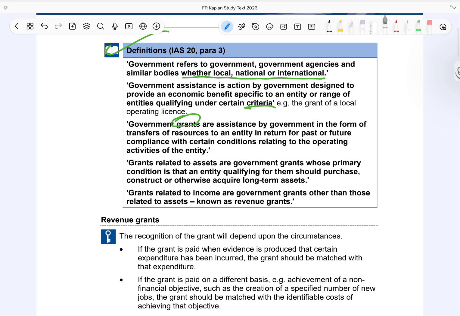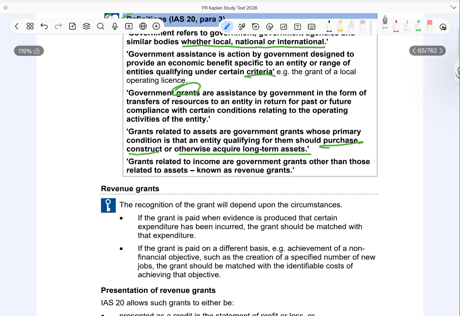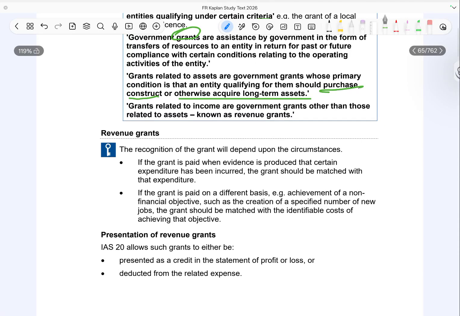Government grants related to assets are government grants whose primary condition is that an entity qualifying for them should purchase, construct, or otherwise acquire long-term assets. So this is pretty self-explanatory: grants related to assets are given by government with the primary condition that an entity qualifying for them should purchase, construct, or otherwise acquire long-term assets. Grants related to income are government grants other than those related to assets, known as revenue grants.